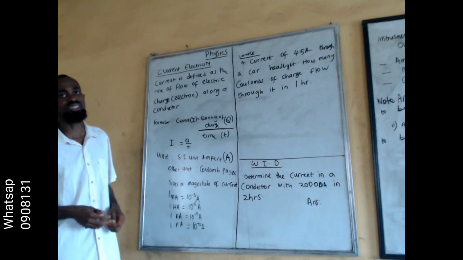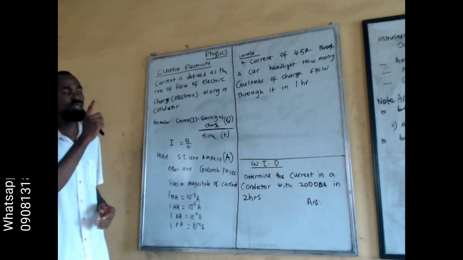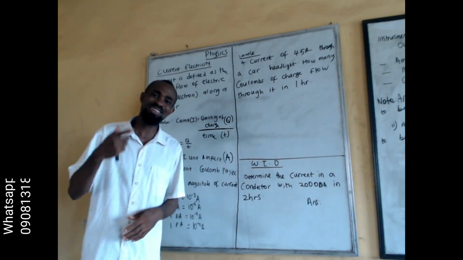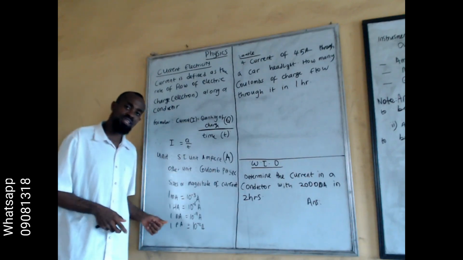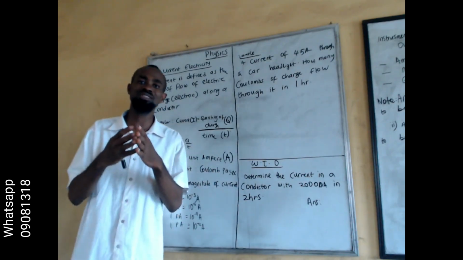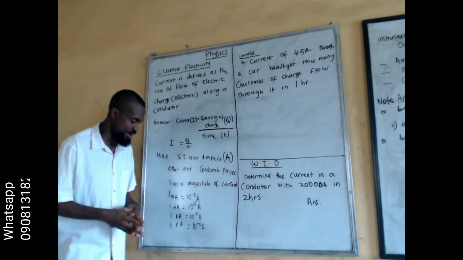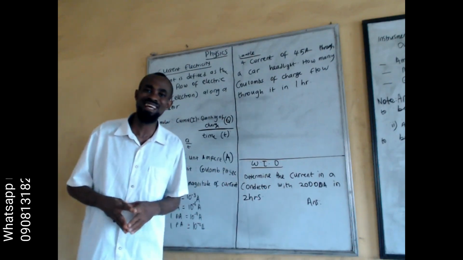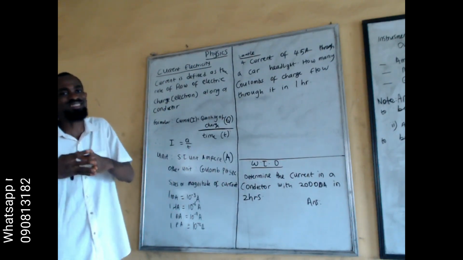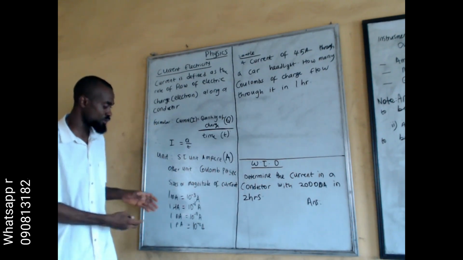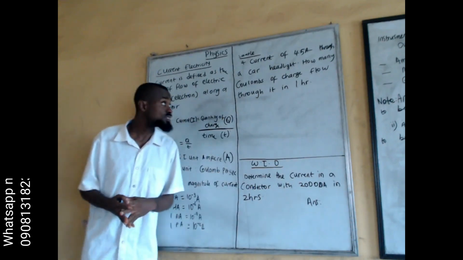1 milliampere is equal to 10 raised to minus 3 ampere. Another one is 1 microampere, which is 10 raised to minus 6 ampere. Another one is 1 nanoampere, which is 10 raised to minus 9 ampere. And the last one we have here is 1 picoampere, which is 10 raised to minus 12 ampere. These are very small currents because you are a beginner. You will not be asked to play with very large currents. We will be talking about very small currents.